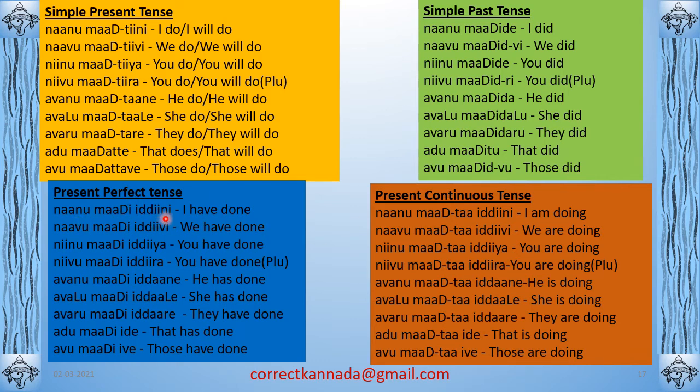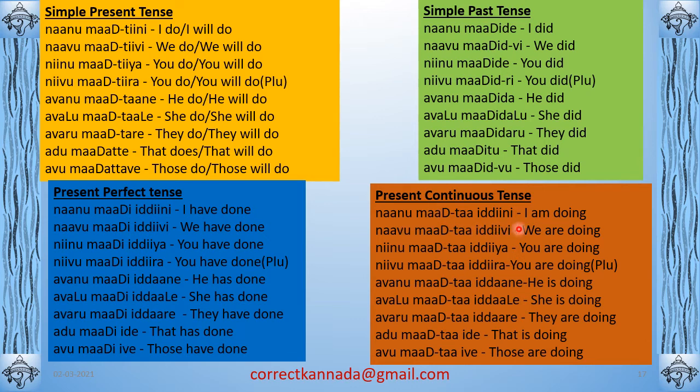So then is your present perfect tense. ನಾನು ಮಾಡಿದ್ದೀನಿ, I have done. ನಾವು ಮಾಡಿದ್ದೀವಿ, we have done. ನೀನು ಮಾಡಿದ್ದೀಯಾ, you have done. ನೀವು ಮಾಡಿದ್ದೀರಿ, you have done, plural. ಅವನು ಮಾಡಿದ್ದಾನೆ, he has done. ಅವಳು ಮಾಡಿದ್ದಾಳೆ, she has done. ಅವರು ಮಾಡಿದ್ದಾರೆ, they have done. ಅದು ಮಾಡಿದೆ, that has done. ಅವು ಮಾಡಿದ್ವೆ, those have done.